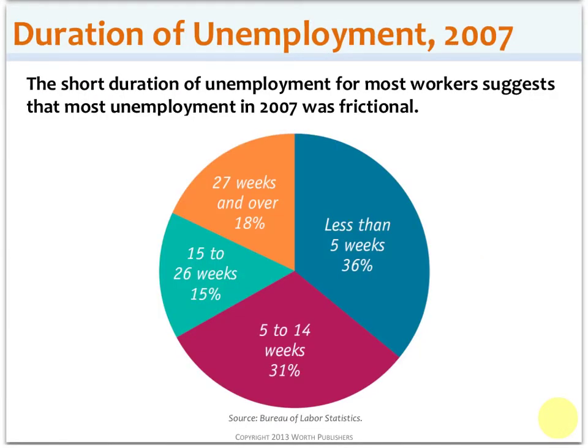So here's a look at a pie chart from 2007, before the financial crisis and things got really weird. So we'll treat this as a good year. Most people were unemployed for a fairly short time, less than 5 weeks or 5 to 14 weeks. So that's what we hope and expect, that most people are not out of work for a very long time, where their skills can atrophy and they can be less hireable.